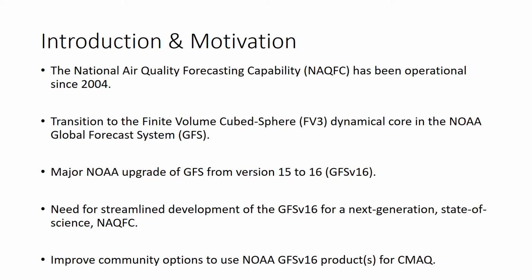Here I present the introduction and motivation. The National Air Quality Forecasting Capability, NAQFC, has been operational since 2004. There is a transition to the Finite Volume Cubed-Sphere FV3 dynamical core in the NOAA Global Forecast System, or GFS. There is also a major upgrade of GFS from version 15 to 16, and there is a need for streamlined development of GFS-16 for next generation state of science NAQFC. We also want to improve community options to use NOAA GFS-16 products for CMAQ applications.